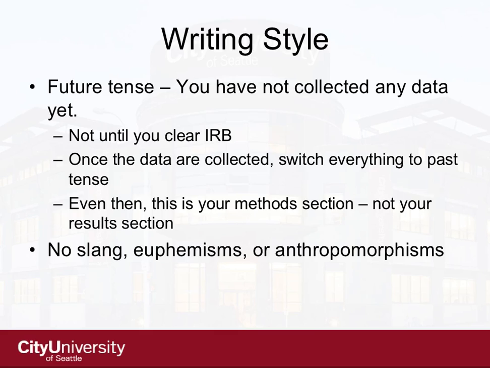Okay, a good transition. Your writing style should be future tense. In your proposal, before you clear IRB, you have to write will. The data will, the participants will. Once you're done, then you change it all to past tense. Okay, do this in your method section, not the results, because the results, you can't do the results up in your proposal. No slang, euphemisms, or anthropomorphisms.